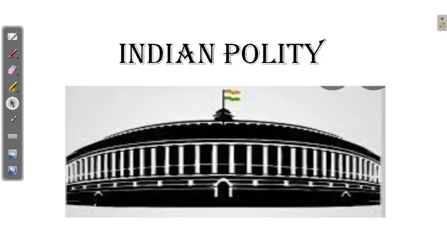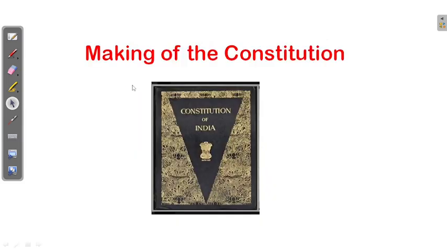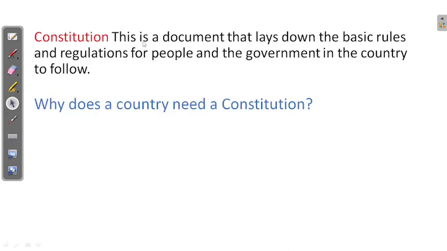Today we'll be dealing with the second chapter of Indian Polity by M. Laxmikanth, that is Making of the Constitution. First, let us see the definition of the Constitution. This is a document that lays down the basic rules and regulations for people and the government in a country to follow. This is the basic definition of the Constitution.